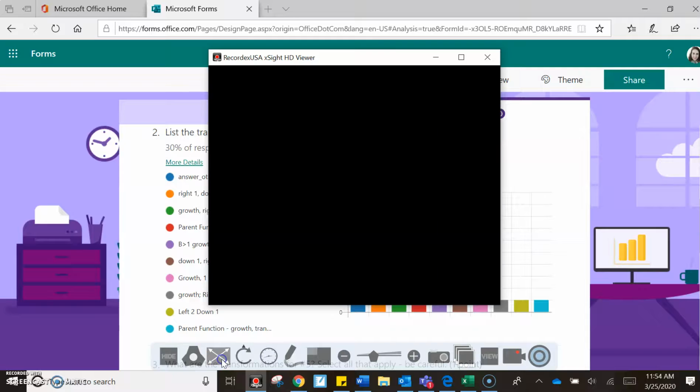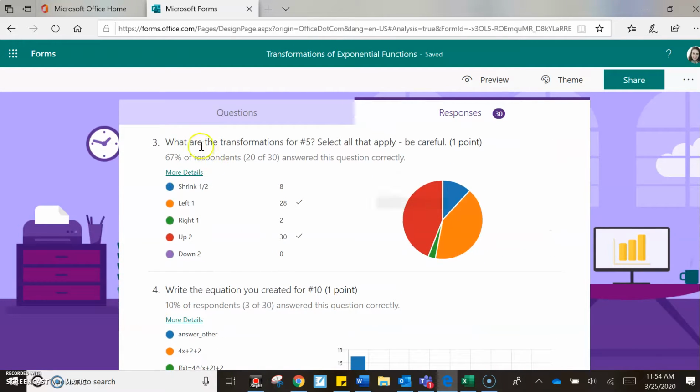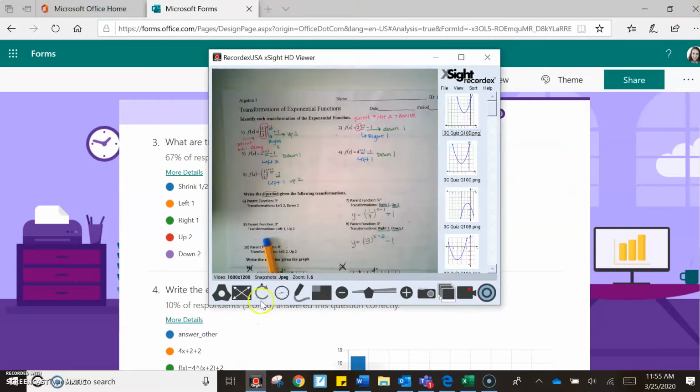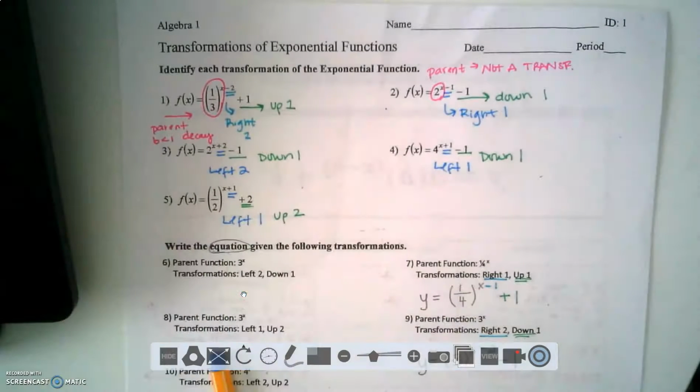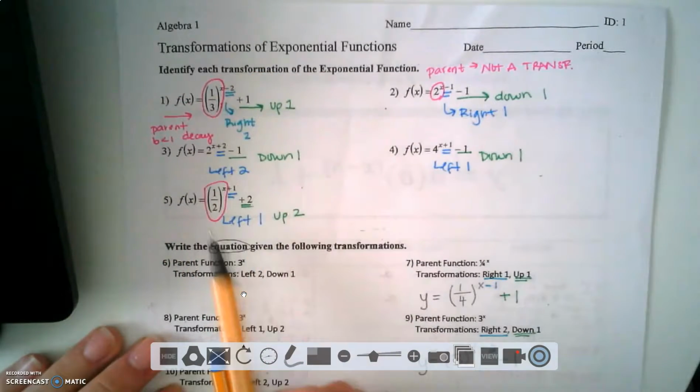From there, on your questionnaire, you were to list the transformations for number 5, and notice most of us got these questions correct. Okay, and number 5, it's not a shrink of 1/2. And it's not right 1 because it's plus 1. So let's look at number 5. So I just detailed it. This right here, that's the parent function. It's not a shrink of 1/2.